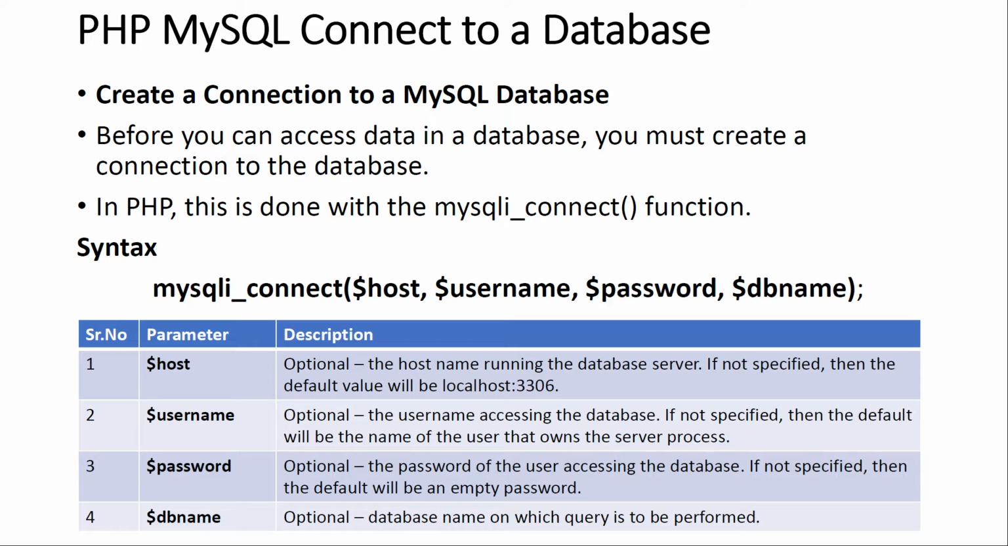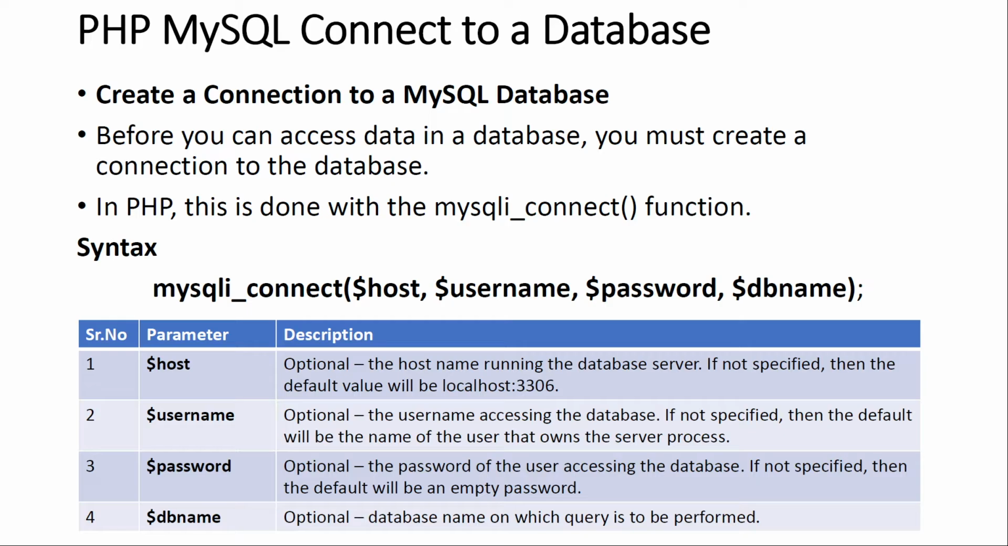The username is for the person who is going to access your database, and then the password also needs to be for that particular person. Then the last one is the database name. We need the database name that we are going to connect to at the end of the day. So that's the general syntax of connecting to our SQL.